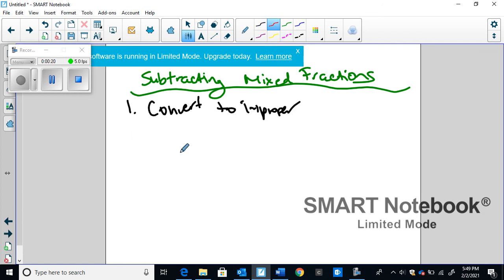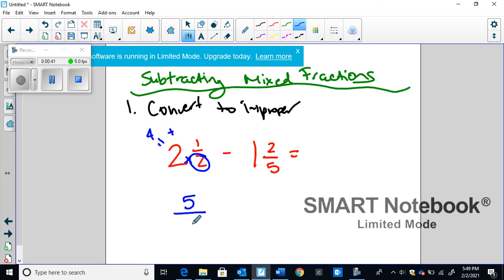All right, so for example, let's say I have 2 and 1/2 minus 1 and 2/5. Okay, so first of all, I have these mixed fractions. I have to convert them to improper fractions. So I'm going to go 2 times 2 is 4. 4 plus 1 is 5. And then my denominator stays the same, which is 2. 1 times 5 is 5. 5 plus 2 is 7. And my denominator stays the same as 5.